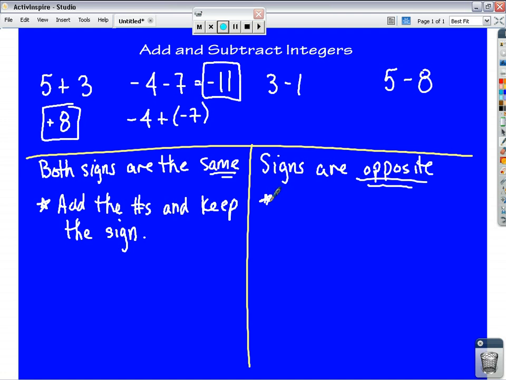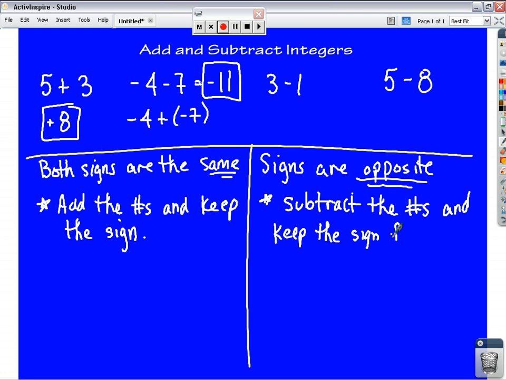If the signs are opposite, which I have in these last two examples, you will subtract the numbers and keep the sign from the larger number. Okay, so let's look at 3 and negative 1. This is a positive 3 and a negative 1. So we're going to subtract the two numbers and keep the sign of the larger number. 3 is larger than 1, so it's going to be positive. 3 minus 1 is 2. It's a positive 2.